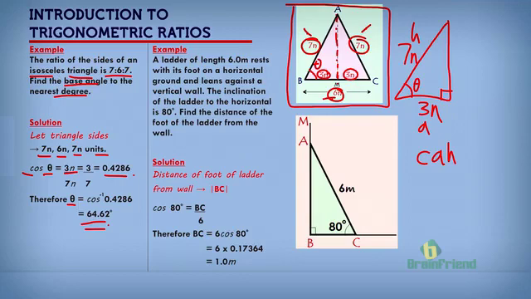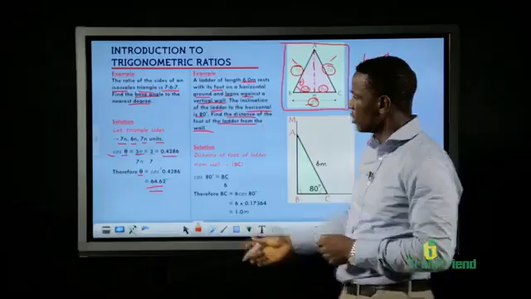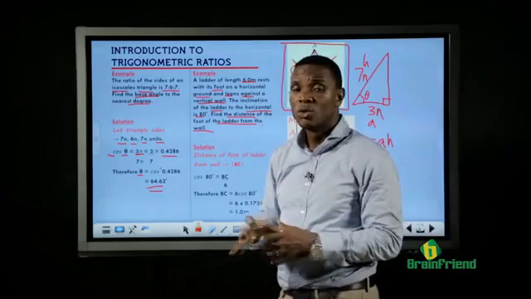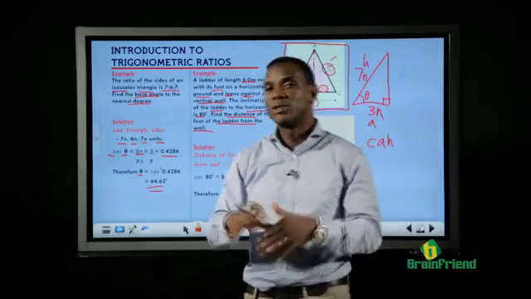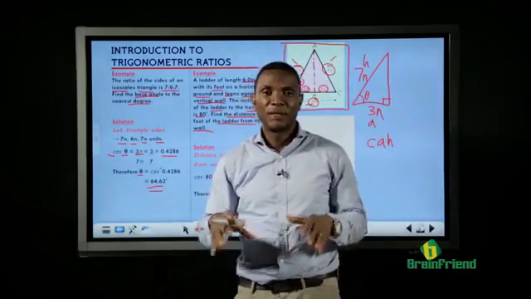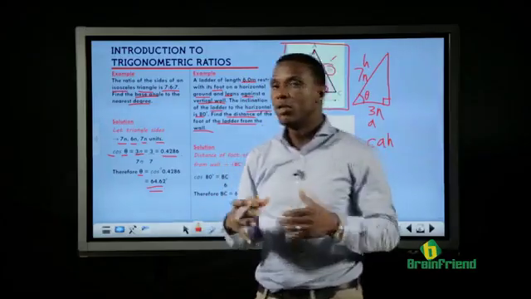A ladder of length 6 meters rests with its foot on a horizontal ground and leans against a vertical wall. The inclination of the ladder to the horizontal is 80 degrees. Find the distance of the foot of the ladder from the wall. Now remember, these questions don't have an image. Remember when we were talking about the steps? First get an image down, draw something down to make your work easier.